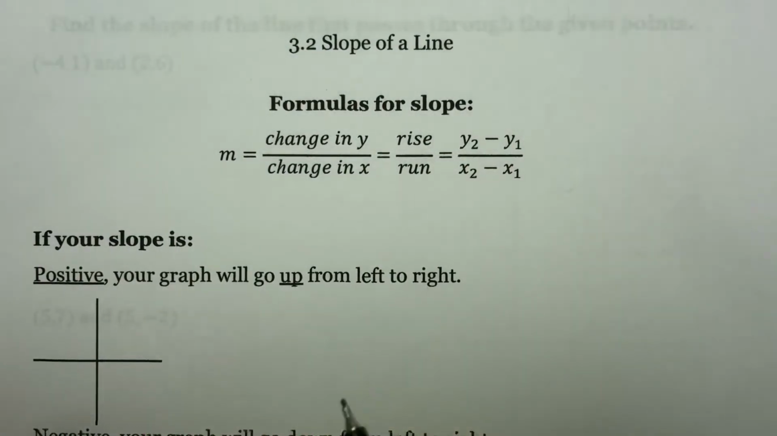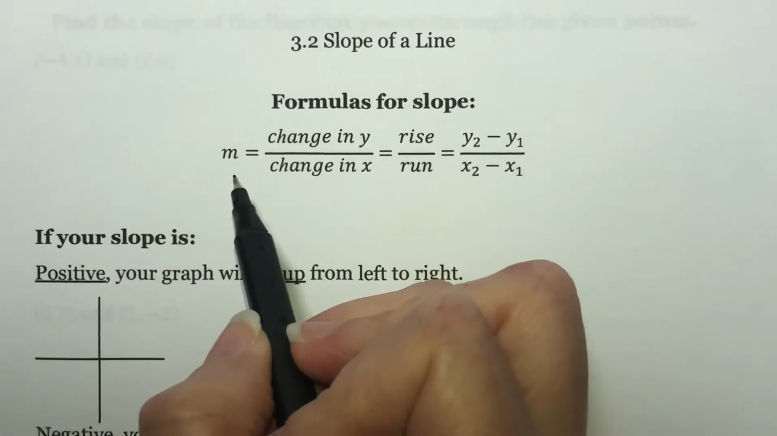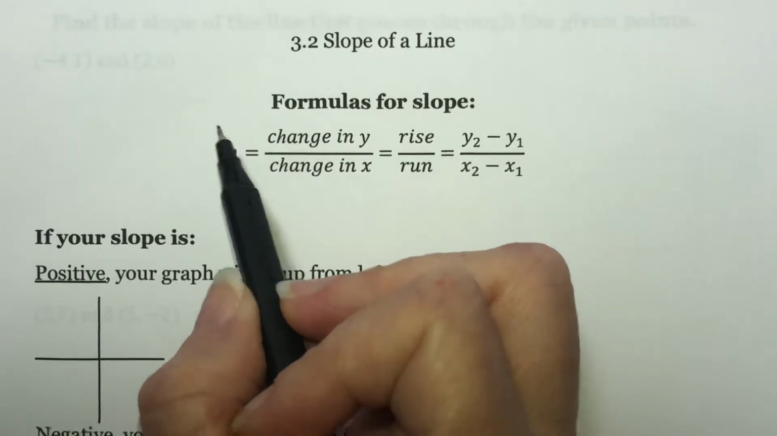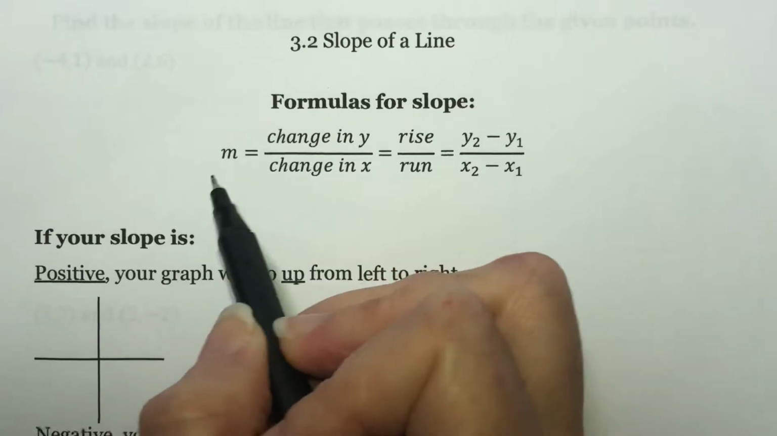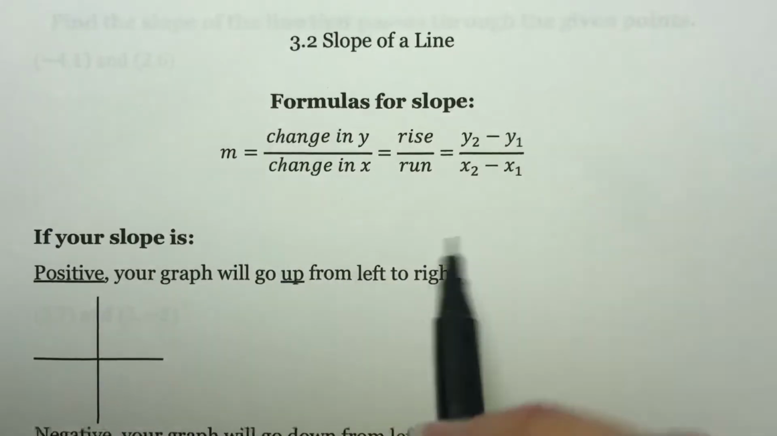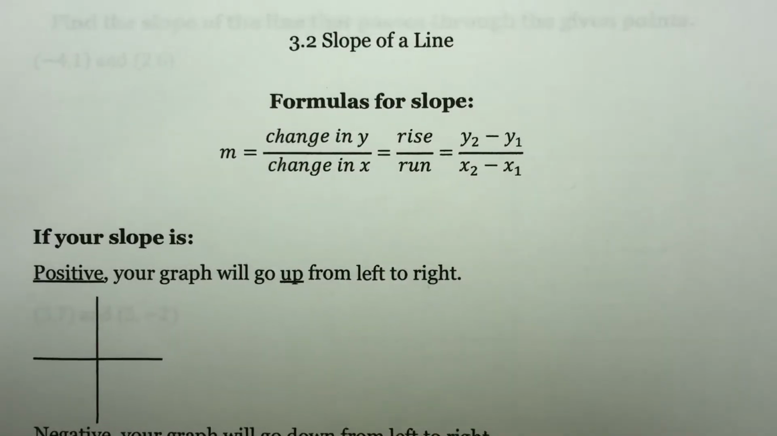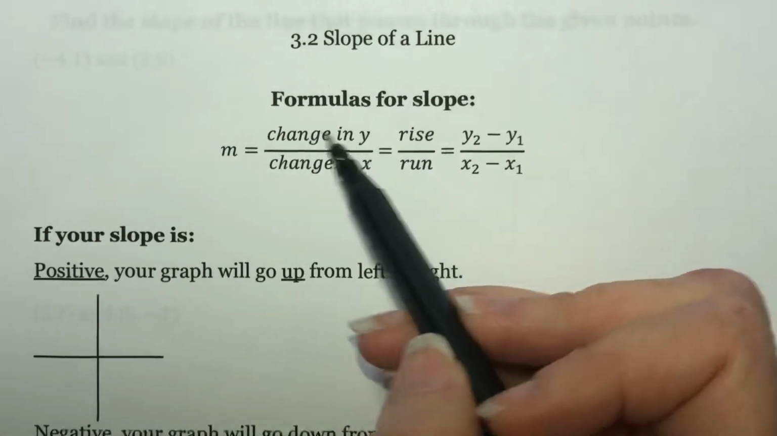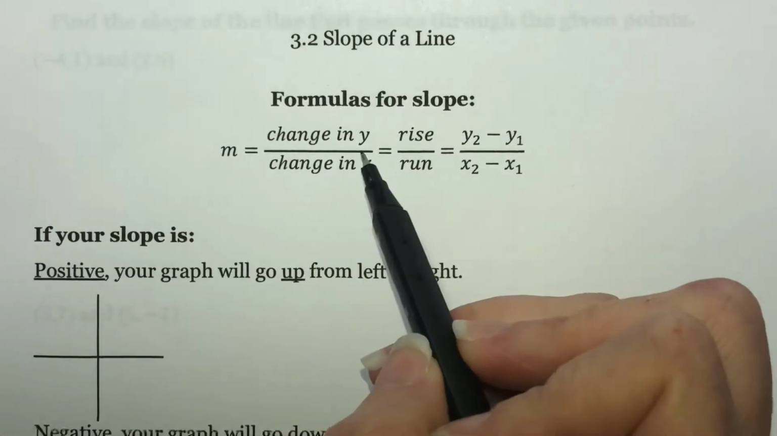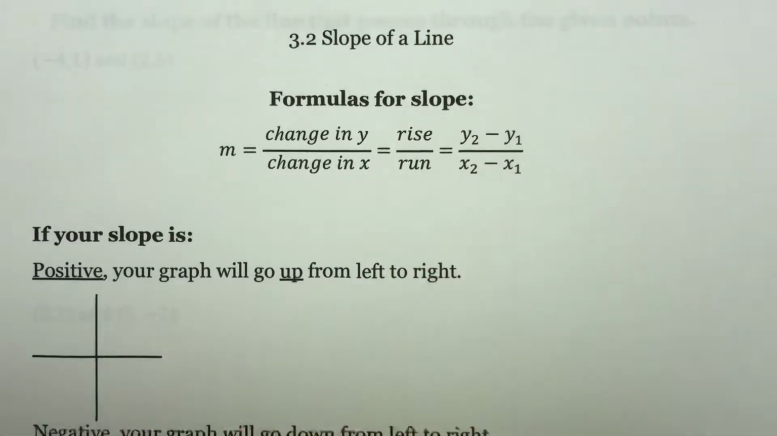The formulas for slope, first of all, we use the letter M for slope. I've been told it comes from the French word for slope, but I'm not positive about that, okay? But it doesn't matter why we do it, we just do, okay? Now, one definition of slope is the change in y over the change in x.